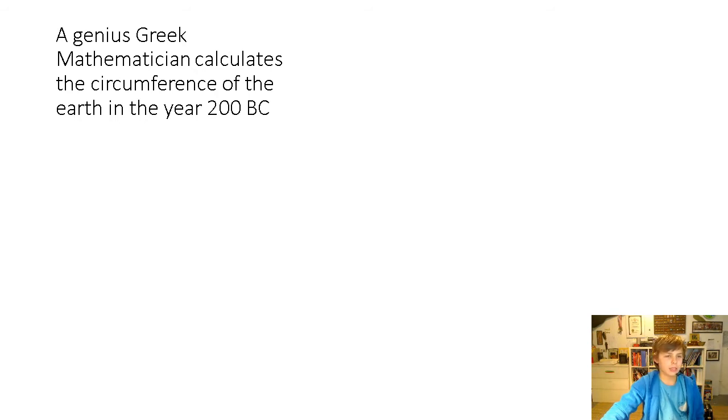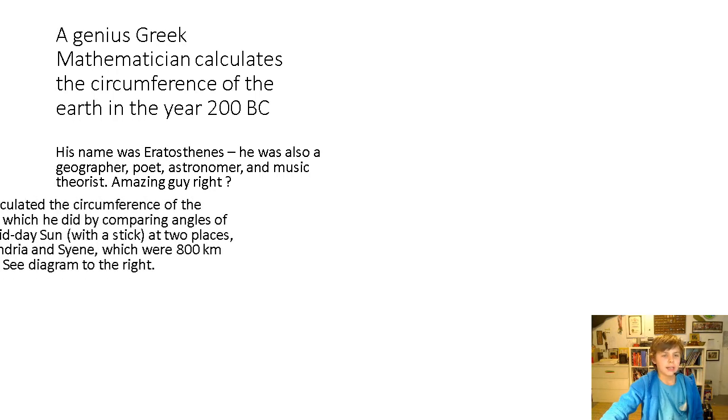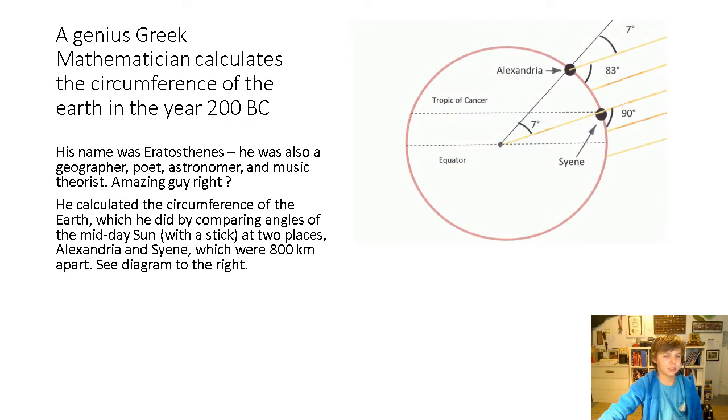The first thing we need is the circumference. In the year 200 BC, a genius Greek mathematician calculated the circumference of the Earth. His name was Eratosthenes. He was also a geographer, poet, astronomer, and a music theorist. In order to calculate the circumference of the Earth, he put two sticks into the ground at two different places 800 kilometers apart. He realized that there was a 7-degree difference in the shadow during midday. He eventually calculated the circumference using what we do now in 5th grade, ratios.